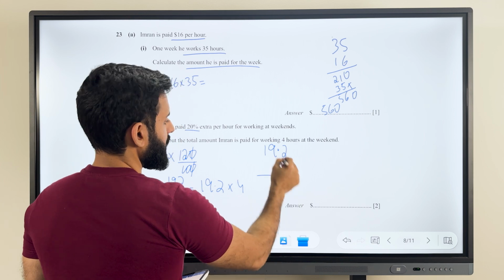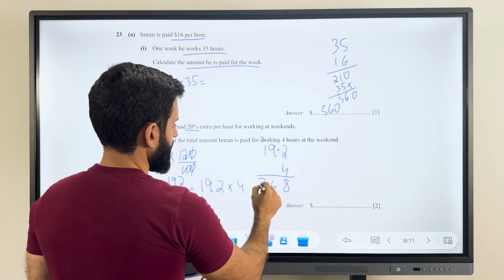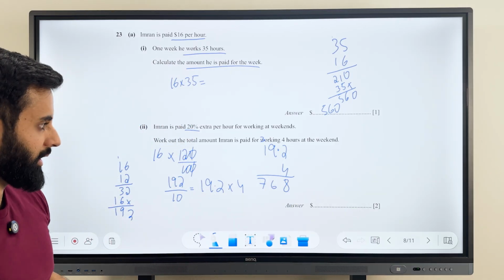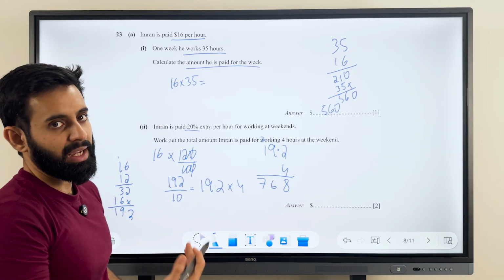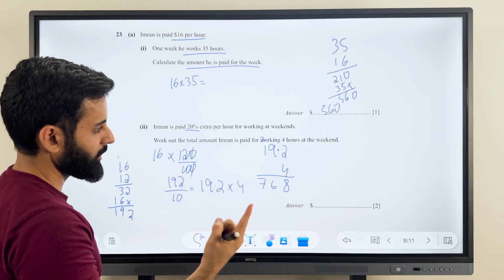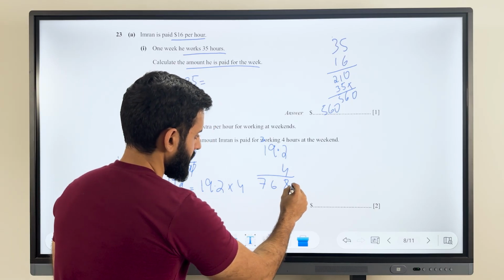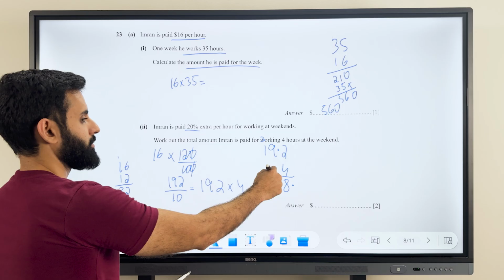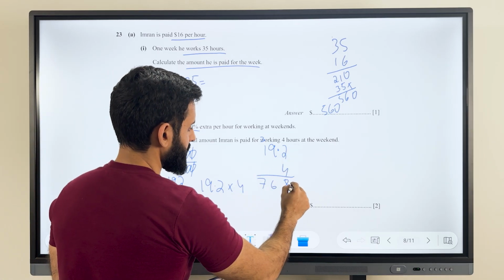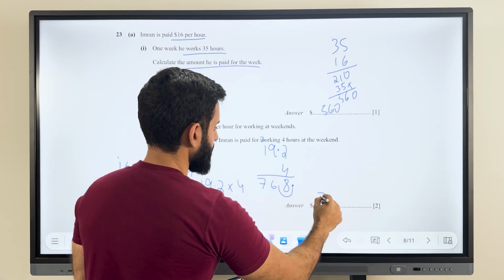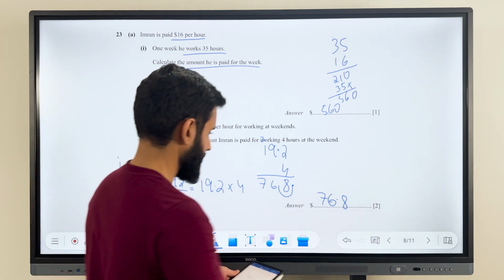4 times 2 is 8, 4 times 9 is 36, 4 ones are 4, 4 plus 3 is 7. So 768 obviously can't be the correct answer because we're multiplying 19.2 by 4. Now how many decimals did we actually ignore? We just ignored one decimal. So since at the moment the decimal is over here, we're going to bring this decimal, the number of decimal places that we ignored, to the left. So we bring it one place to the left, and the answer is 76.8. And there we go, that is the correct answer.